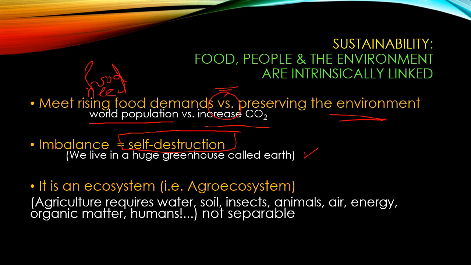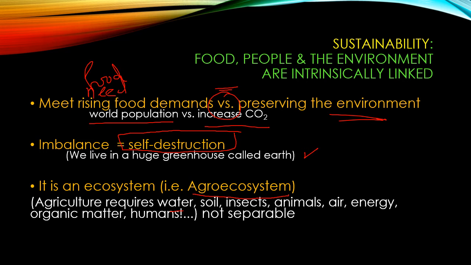Eventually, because you live in one system, one large greenhouse, you will destroy yourself if you continue unbalancing the need for food with the sustainable use of renewable resources such as soil and water. This is an agro-ecosystem and will have to be dealt with that way, because for agricultural production to succeed, it requires other resources like water, soil, insects, animals. It also has to consider air quality, pollution, energy, organic matter in the soil, human activity, other creatures like animals, birds, marine life, all of it in one system. All these conditions have to be looked at in their entirety and not separately.